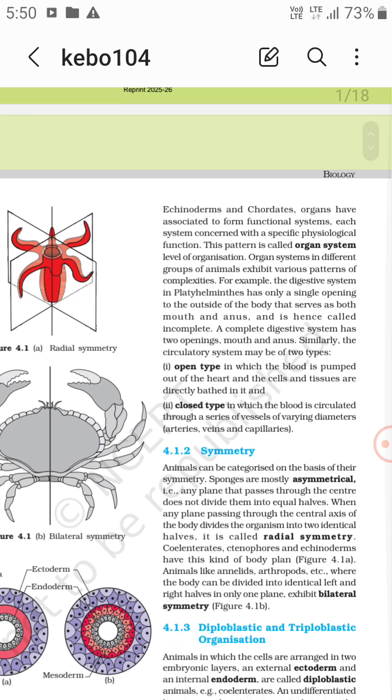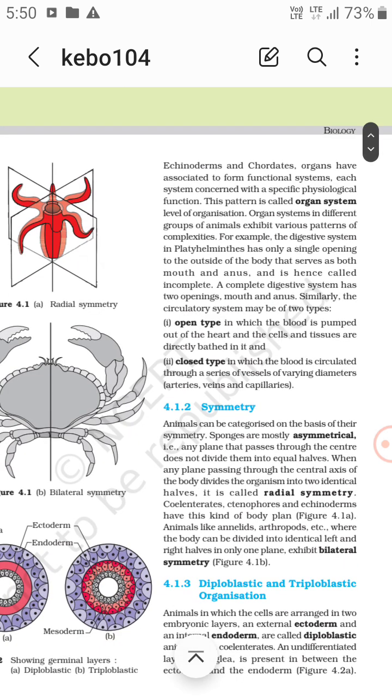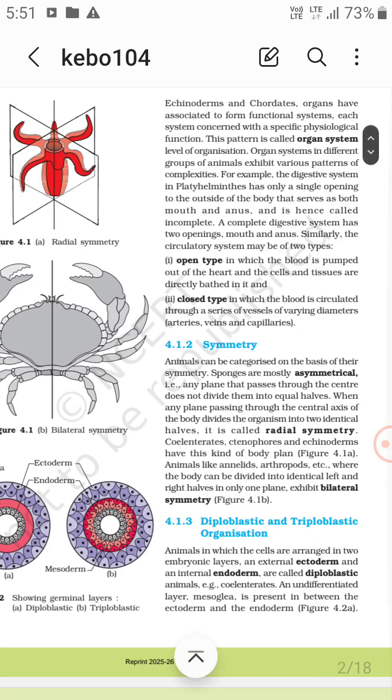Similarly, the circulatory system may be of two types, open and closed. In the open type, the blood is pumped out of the heart and the cells and tissues are directly bathed in it. In the closed type, blood is circulated through a series of vessels of varying diameters.